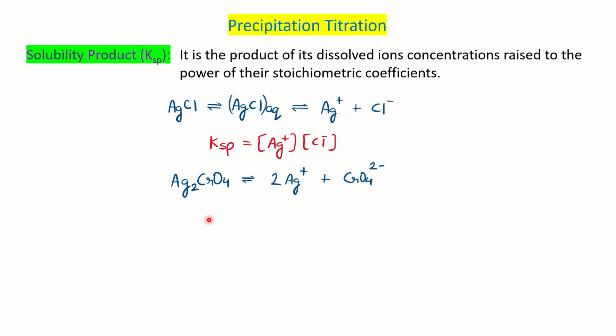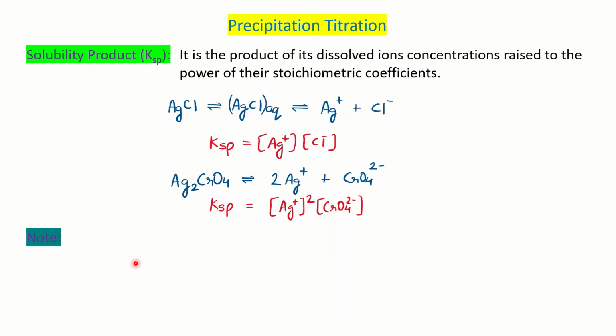Similarly, if you have silver chromate, we'll see the dissociation reaction of it. You will form 2Ag+ and CrO4 2-. So if you want to calculate the solubility product of this reaction, one can calculate the concentration of Ag+ raised to the power of its stoichiometry, which is 2, and then the concentration of chromate. If you put in this formula, you can calculate the solubility product for the given reaction.